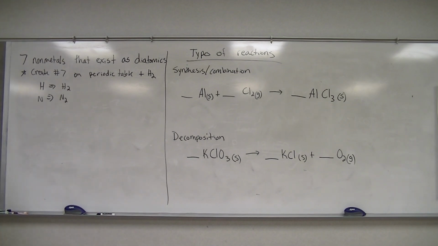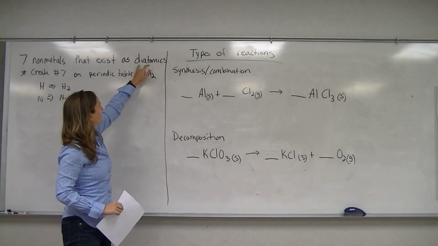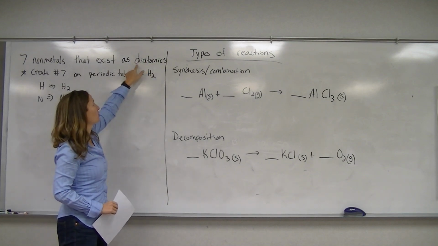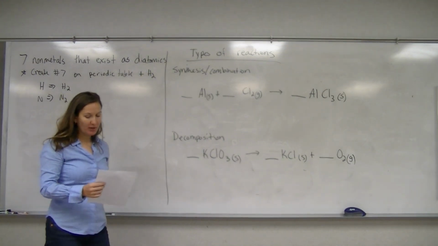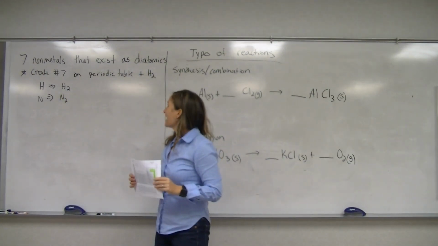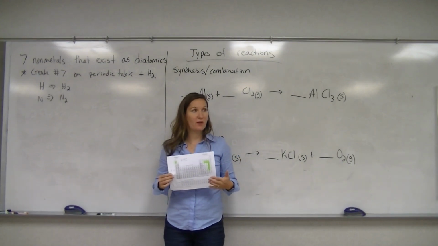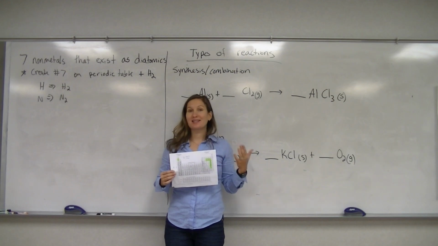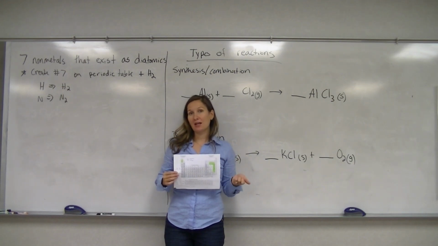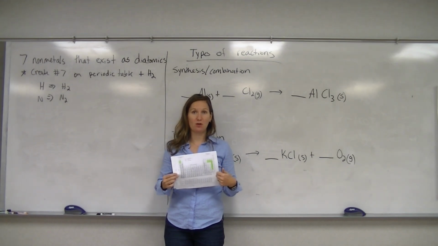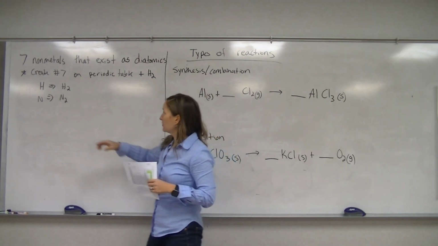Let me grab my chemistry folder here. What is a diatomic? A diatomic, di meaning 2, atomic, atoms, so it means 2 atoms combined. On your periodic table, there are 7 nonmetals that exist as diatomics in nature. What that means is they don't exist by themselves. They find another atom of the same element and pair up to form a bond to make them more stable. An example of this would be hydrogen.